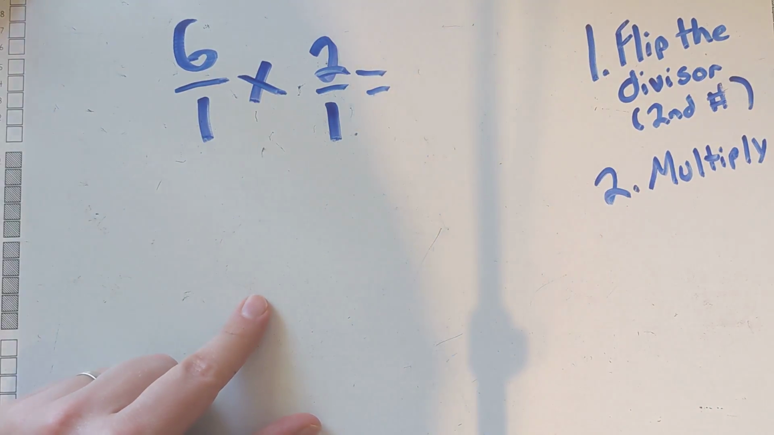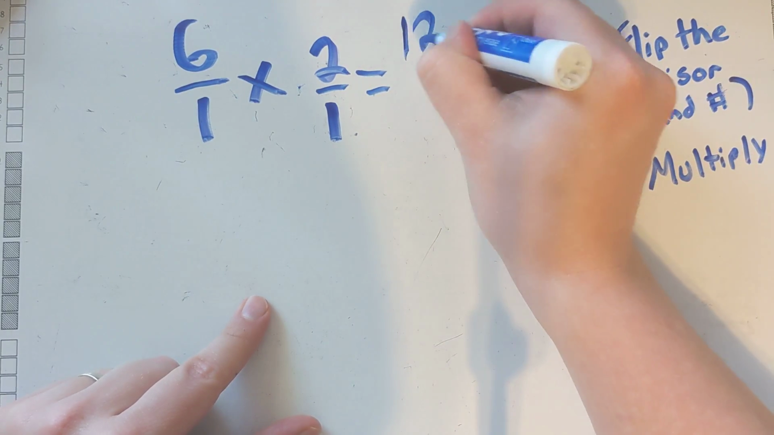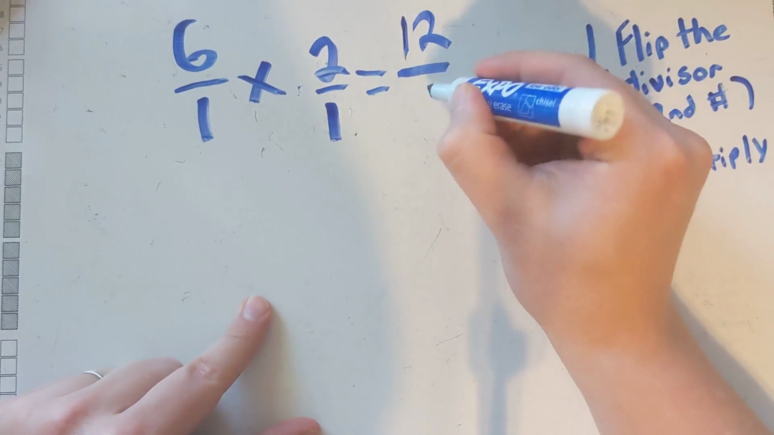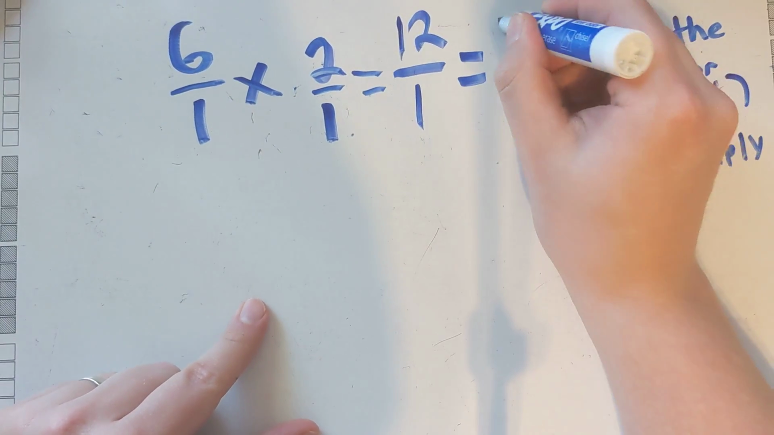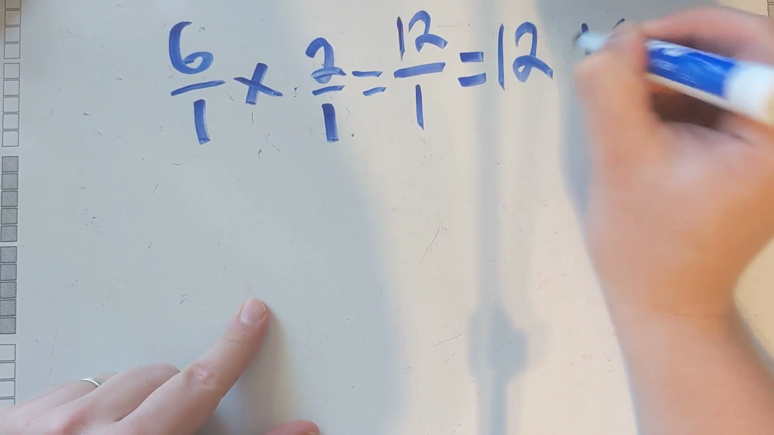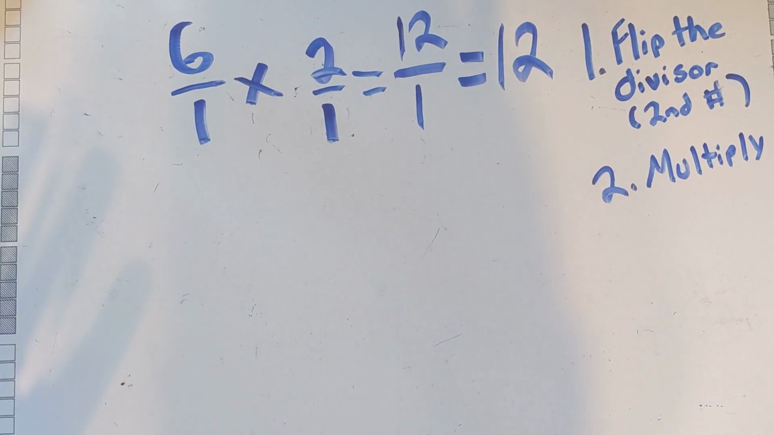All right, now I'm ready to solve my problem. 6 times 2 is 12. 1 times 1 is 1. 12 over 1, which is equal to 12. And that's it. That's all you got to do for division. Let's look at one where we just have 2 fractions.